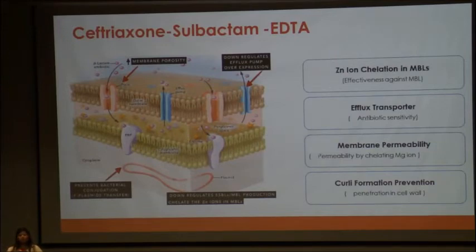So, what is the mechanism of action of Eloris, the ceftriaxone-sulbactam-EDTA? Basically it has three molecules. It has ceftriaxone, which is a cephalosporin. We have sulbactam, a beta-lactamase inhibitor agent. So again, the BL-BLI combination is there, but EDTA is also there.